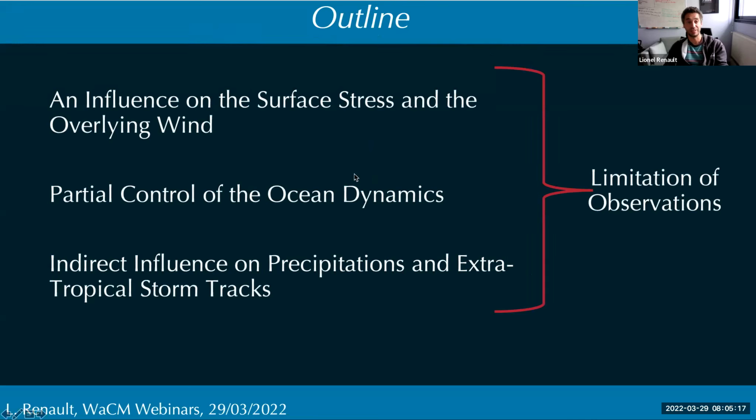I will first start with the direct impact of the surface current on the surface stress and the overlying wind. Then I will illustrate the partial control it has on the ocean dynamics and the indirect impact it has on the precipitations and also on extratropical storm tracks, focusing again on the limitations of the observations.